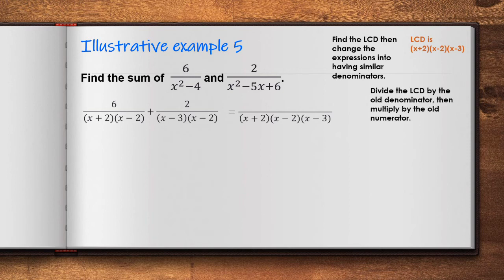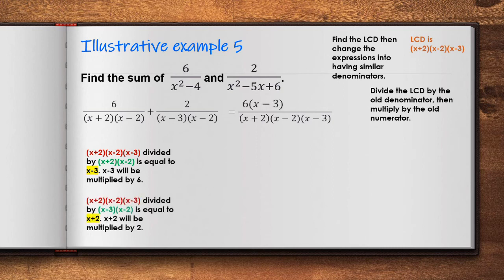Then let us divide the LCD by the old denominator, then multiply this by the old numerator. So LCD divided by the old denominator, (x + 2)(x − 2), is x − 3. So let us multiply x − 3 by 6. Then LCD divided by the old denominator, (x − 3)(x − 2), is equal to x + 2. So x + 2 is multiplied by 2. Simplifying further, 6 times x is 6x. 6 times negative 3 is negative 18. Then 2 times x is 2x. And 2 times 2 is 4.